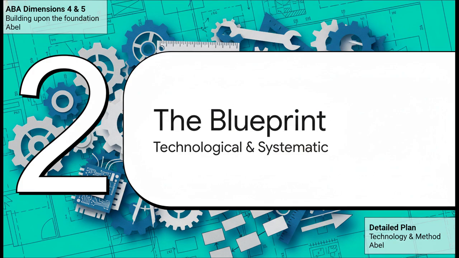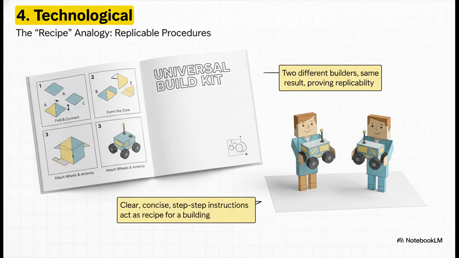Okay, so we've got our foundation set. Now what's next? Well, if those first three are the foundation, these next two are like the detailed blueprint for the whole operation. They are technological and conceptually systematic. Now, technological might sound a little complicated, but it's actually super simple. It just means that our procedures have to be written down so clearly, so precisely, that anybody else with the right training could pick up our plan and do it exactly the same way.